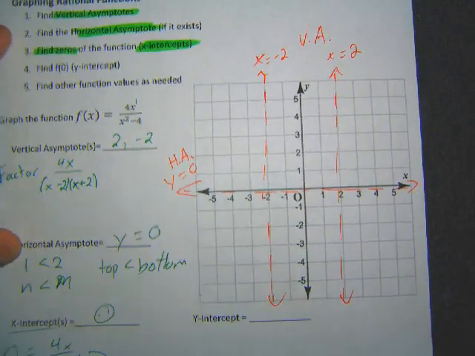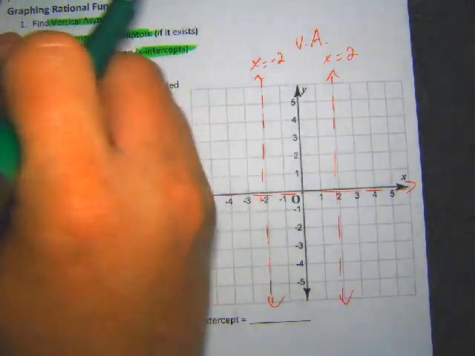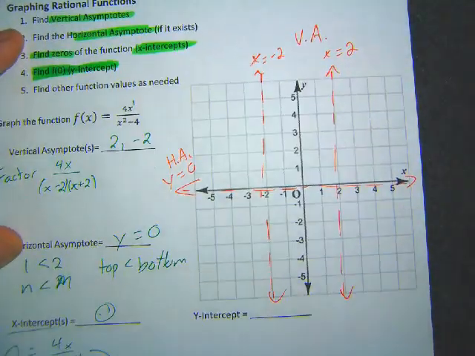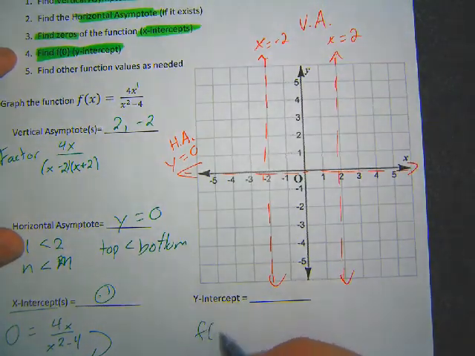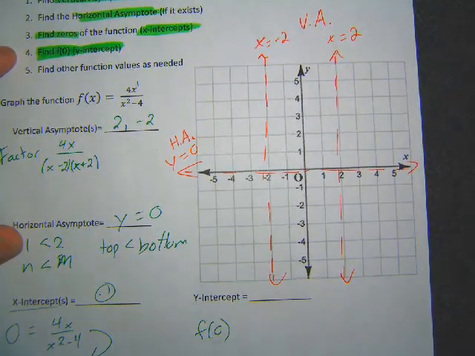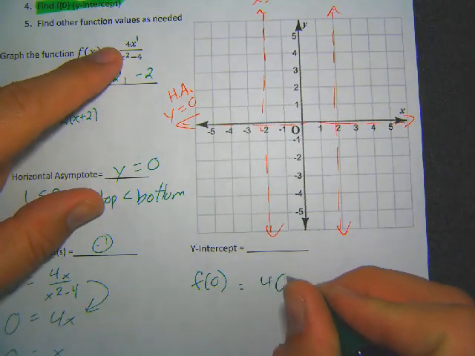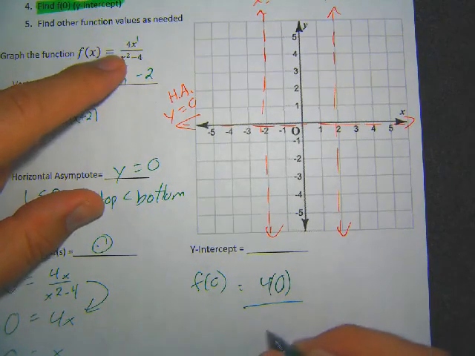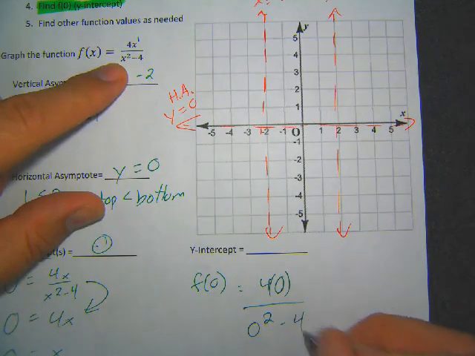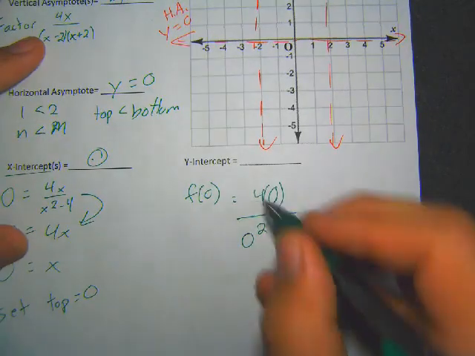The y-intercept is when you set x equal to 0. That's how you find the y-intercept. So we're just going to do f of 0. That's how you do the y-intercept. So I take my expression, 4 times 0, because I'm replacing x with 0, over 0 squared minus 4. And then you just simplify it, solve that out, see what you get.